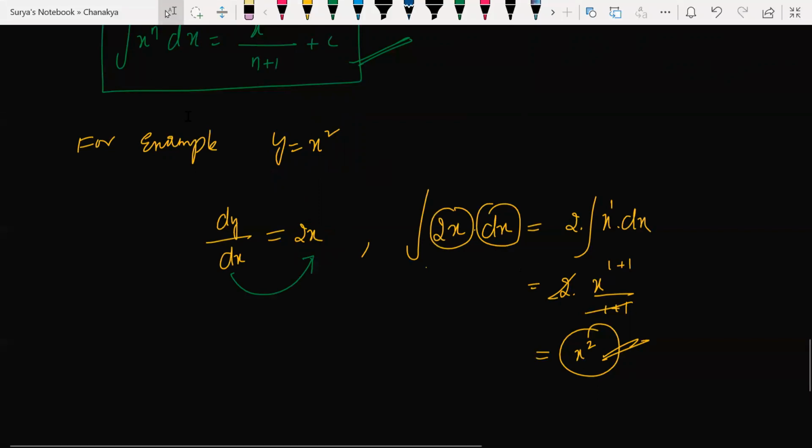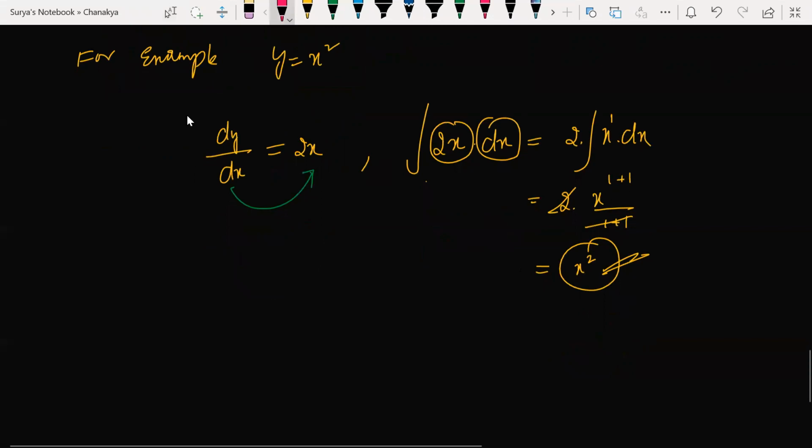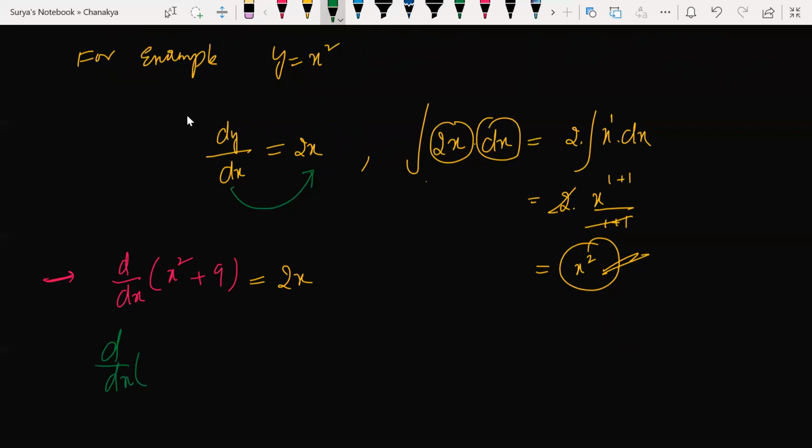Now, suppose I give you a simple example. Look at it here. The derivative d by dx of x square plus 9, what's the answer of this? D by dx of this function is simply 2x. Am I correct? So now d by dx, I'll give one more example. Look at it. D by dx of x square is what? Simple, x square is also 2x.